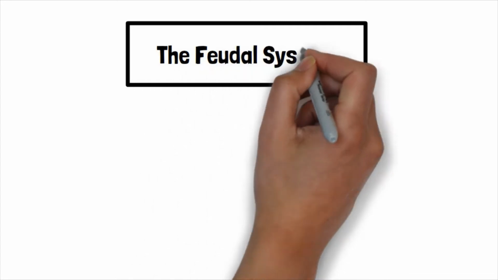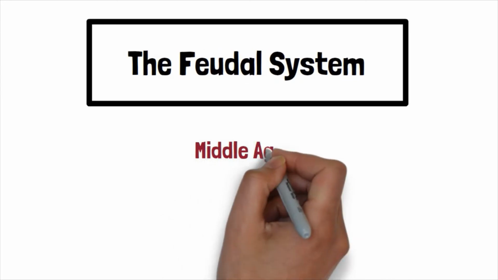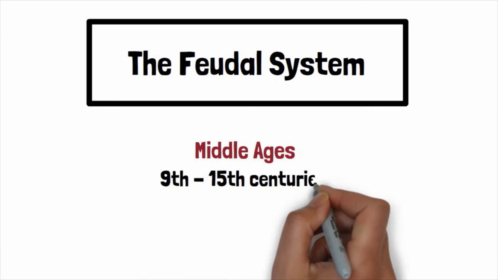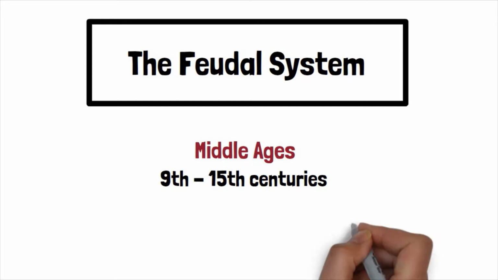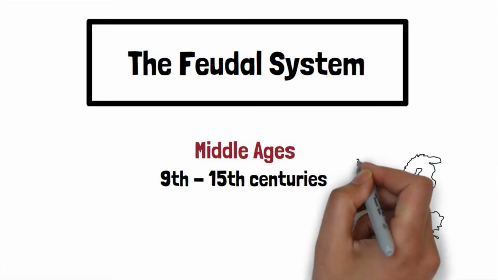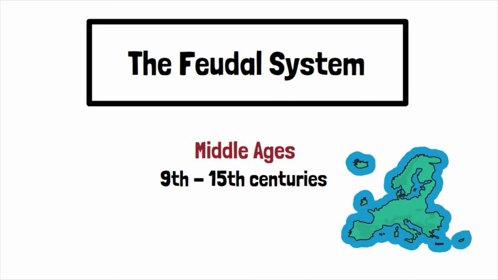Feudalism is the term applied to the primary social system in medieval Europe between the 9th and 15th centuries. Most countries had their own versions of feudal systems during this time, and they worked in a similar way. Feudalism revolved around the concept of lords and vassals.